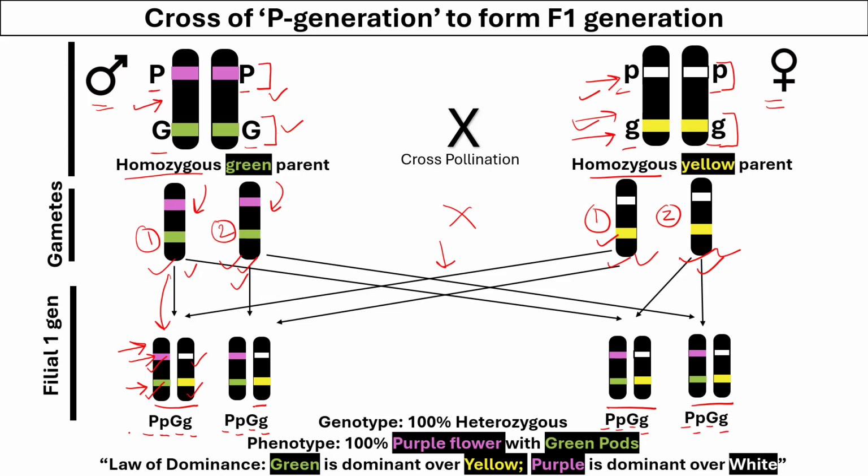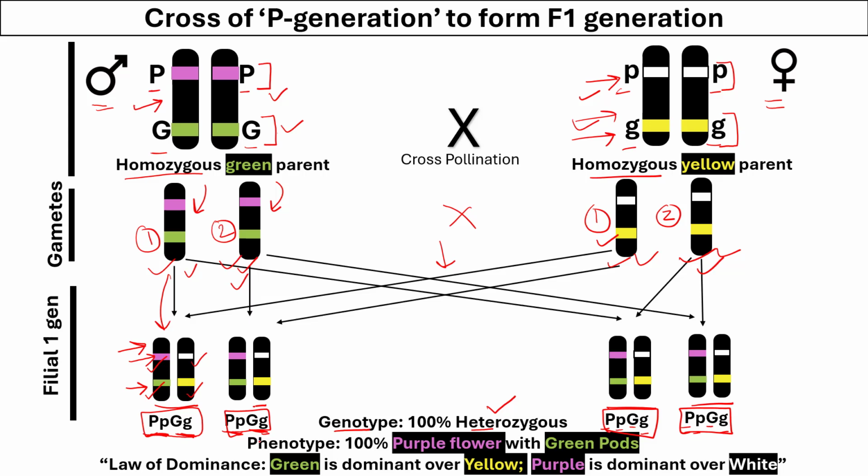So all of them have a heterozygous situation. You have different alleles here, different alleles here, different alleles here, different alleles here. So they are heterozygous, but all of them are the same. This is the same as this, this is the same as this, this is the same as this. So 100% same genotype, and the type is heterozygous.